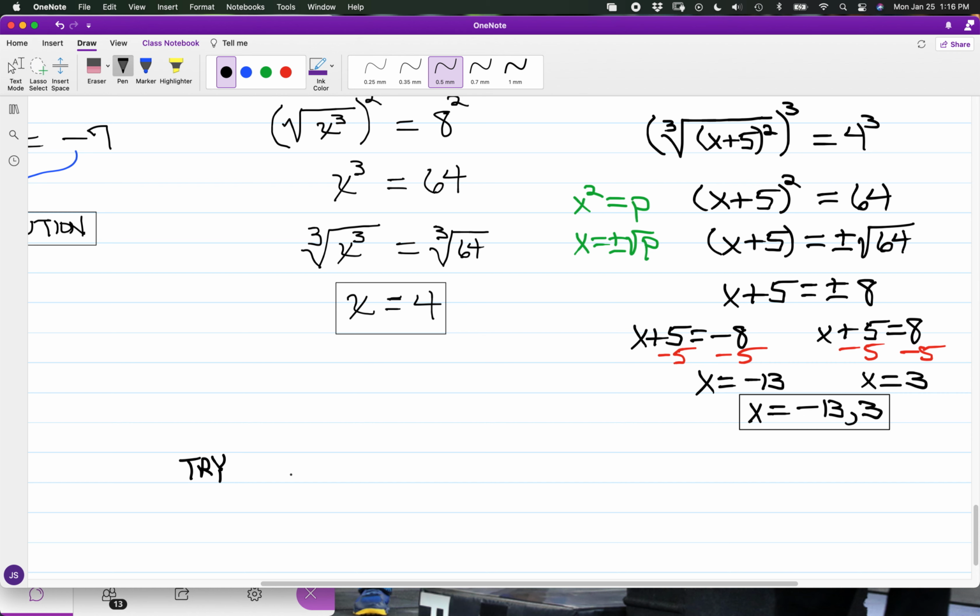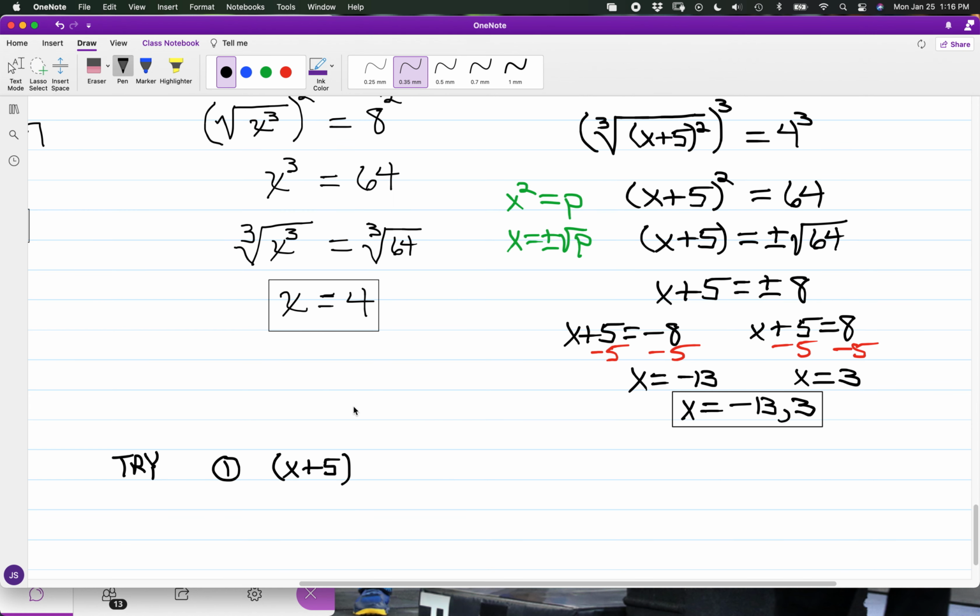So let's see what we get with, say we have (x + 5)^(2/3) = 9, and we'll say that we have the quantity (2x − 2)^(3/2) = 8.